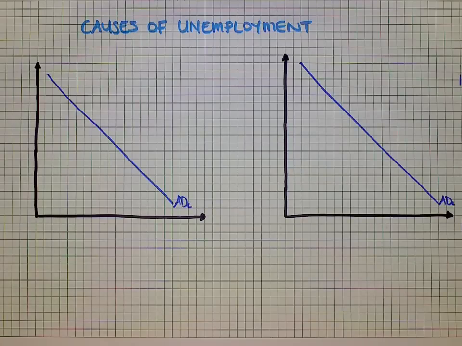So this tutorial is going to look at the different causes of unemployment. Firstly, we'll look at this thing called equilibrium unemployment, and then we'll have a closer look at what's called demand deficient unemployment, which relates to what happens when firms have less demand for labour in the economy.